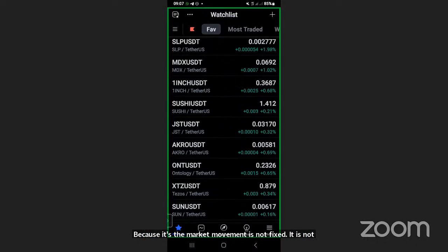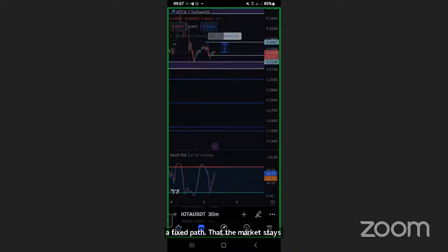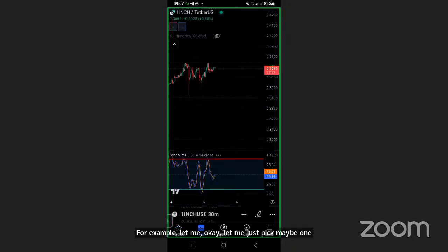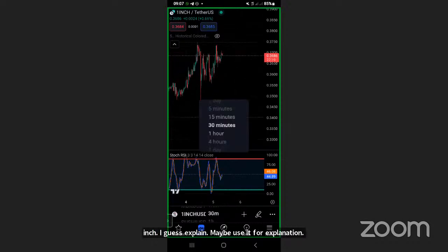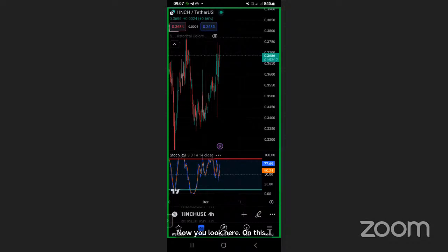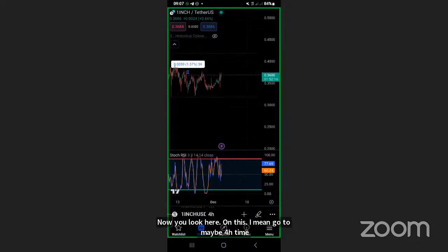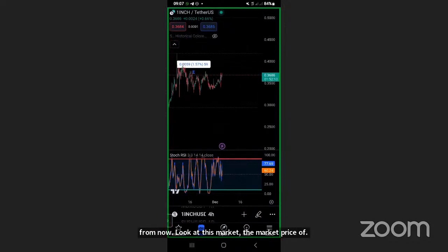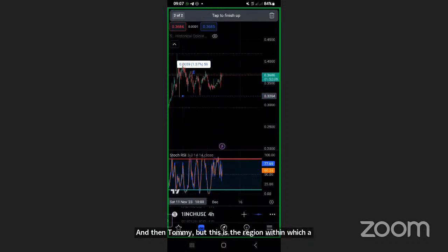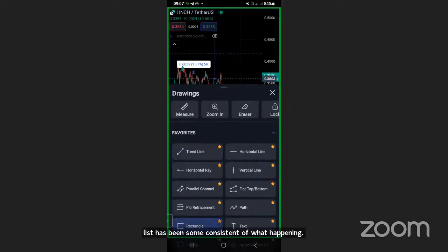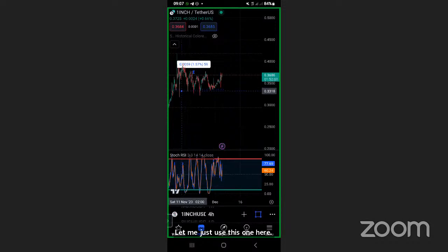For example, let me just pick 1INCH, just for explanation. Now, look here. Let me go to the 4 hours time frame. Look at the market price of 1INCH, and tell me this is the region within which there's been some consistent support happening. Let me use this one here. You see this area? This is an area where there's a high level of support happening at this key area.